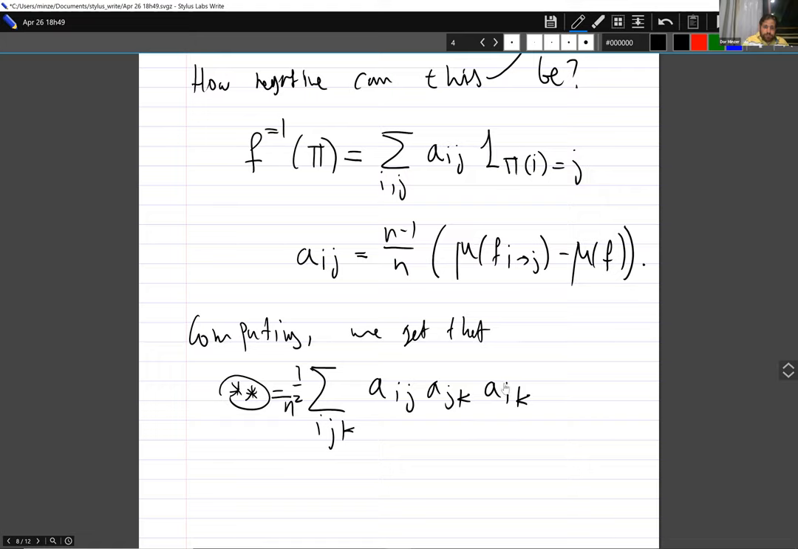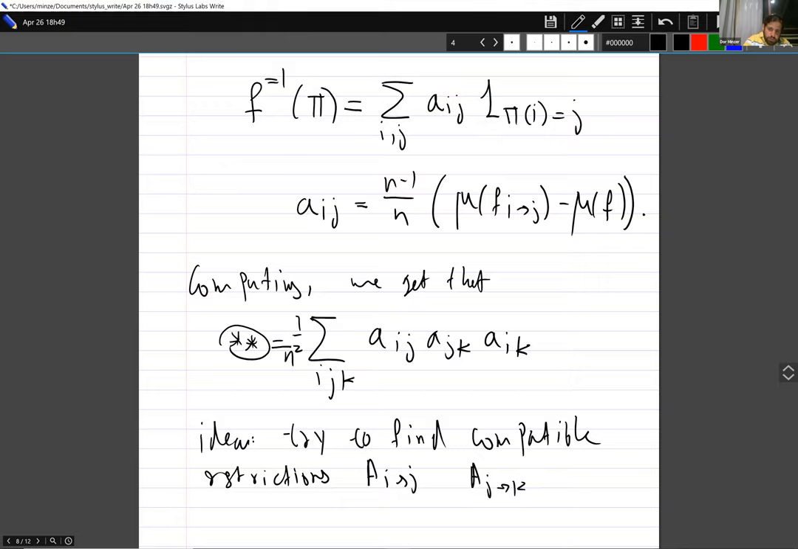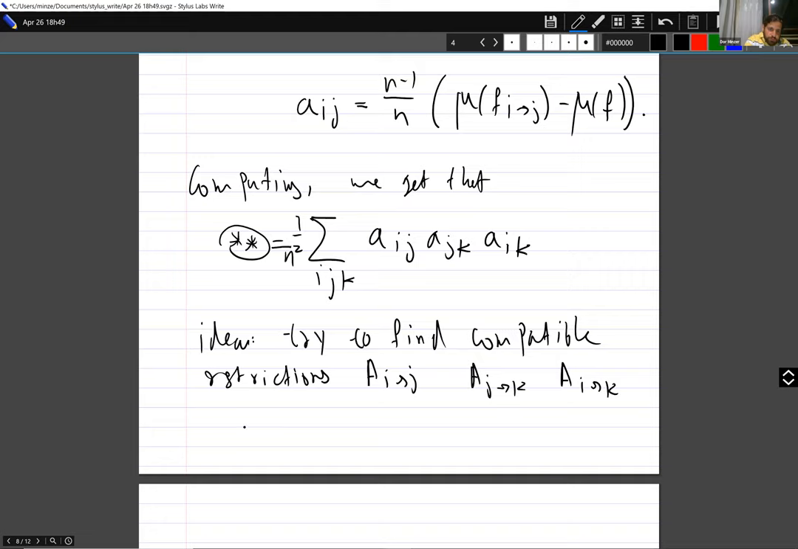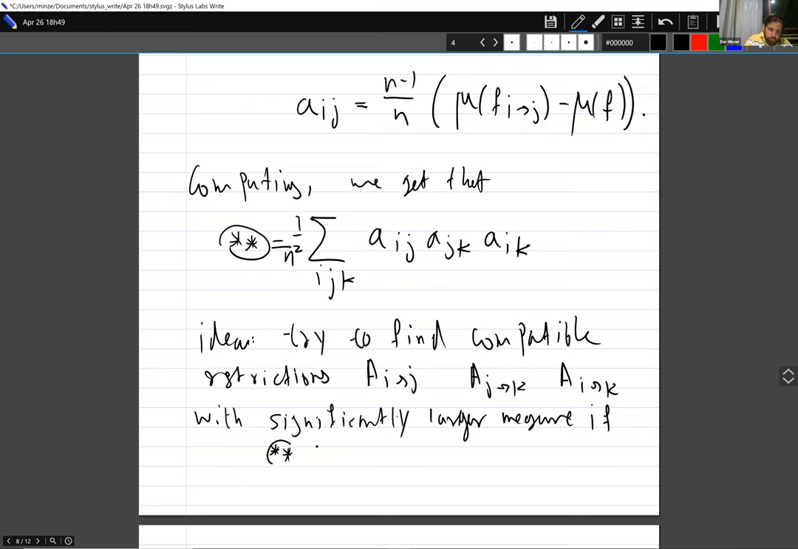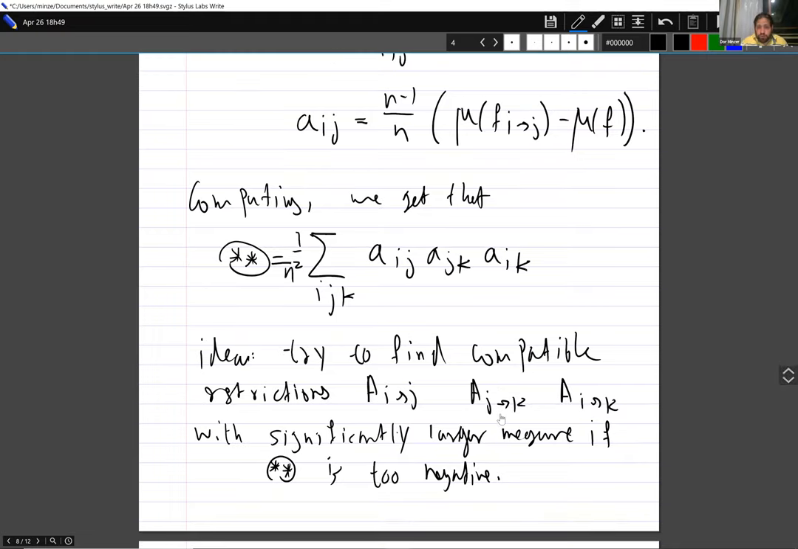And the idea here is to try to find compatible restrictions, i goes to j, j goes to k, i goes to k, with significantly larger measure, if double star is too negative. Okay, and this is indeed what we do. This is a bit similar to Ross's theorem, because it's a sum of Fourier coefficients to the third, but some slight variant of that.